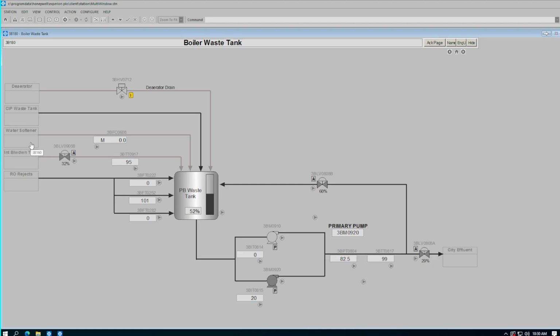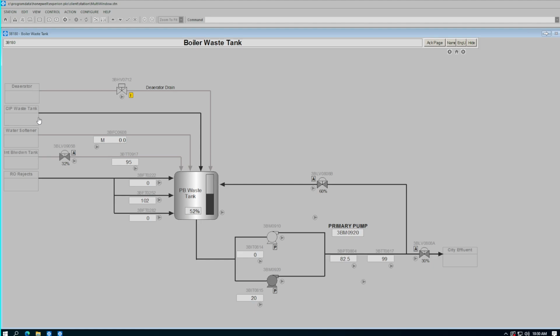Our water softener only gets sent to the boiler waste tank during regeneration and can vary from 38 to 250 gallons per minute. The CIP waste tank needs drained after a CIP. This flow can vary up to 500 gallons per minute. It can also be throttled by a manual valve if needed.